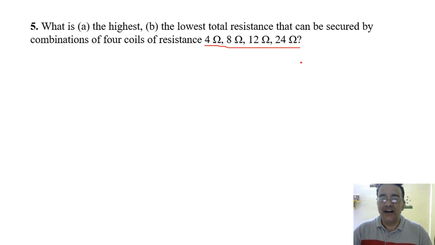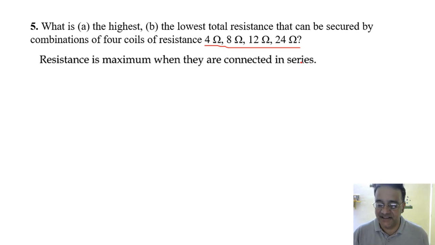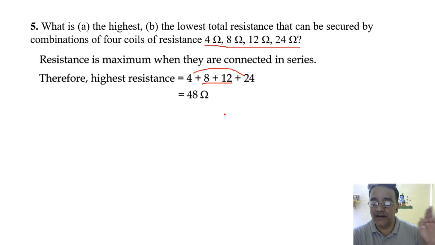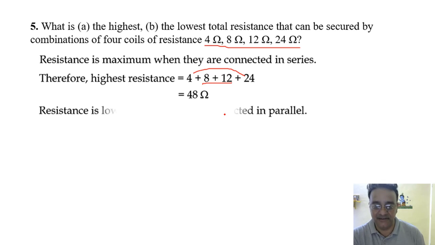That will be the highest resistance we are getting, and lowest resistance we are getting when we connect all in parallel. Okay, so resistance is maximum when they are connected in series. So highest resistance सबको ऐड कर लो, that is 4 plus 8 plus 12 plus 24. So 20, 28, 48. Okay, and resistance is lowest when all are connected in parallel.